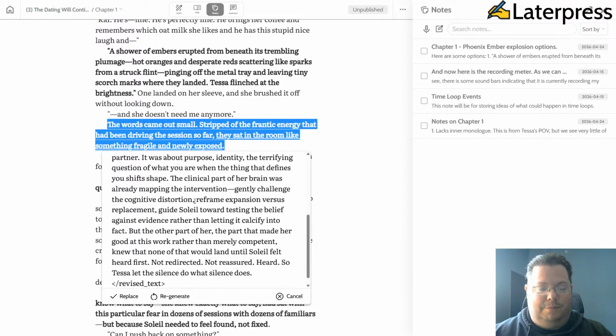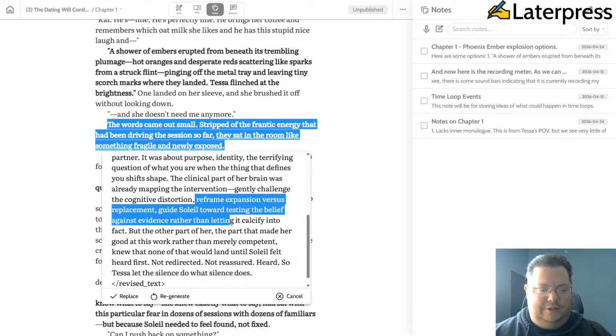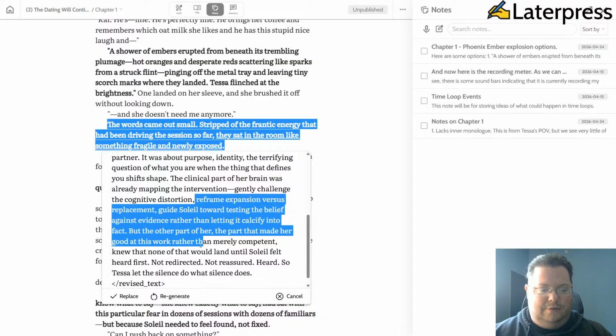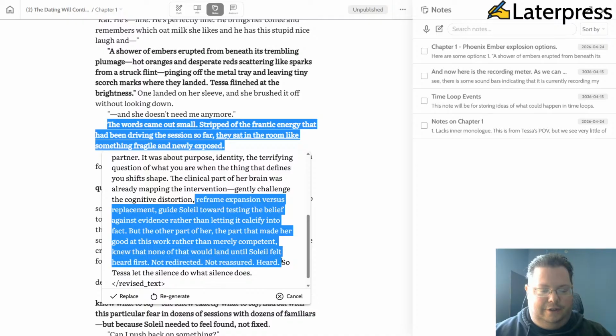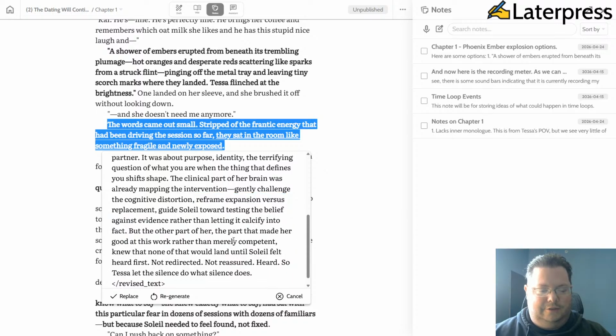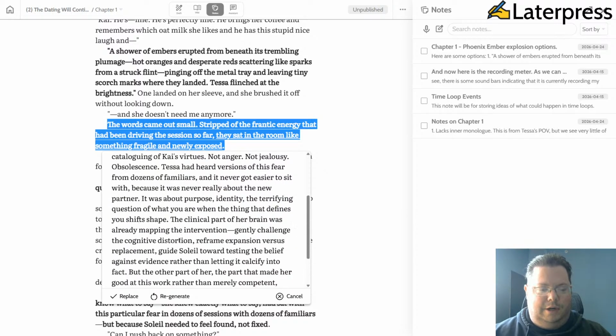"The clinical part of her brain was already mapping out the intervention: gently challenge the cognitive distortion, reframe expansion versus replacement, guide Sleal towards testing the belief against evidence rather than letting it calcify into fact. But the other part of her, the part of her that made her good at the work rather than merely competent, knew that none of that would land until Sleal felt heard first. Not redirected, not reassured, heard. So Tessa let the silence do what silence does." Okay, I can already see where I'm going to trim this down.